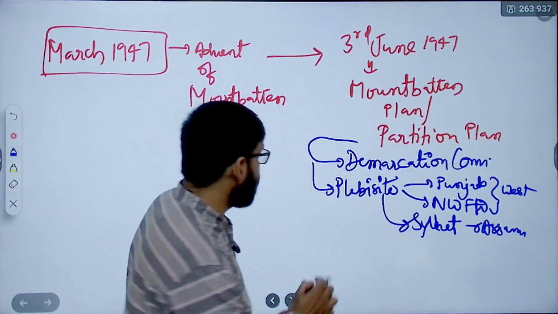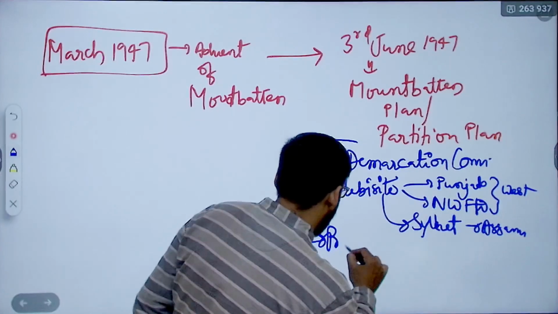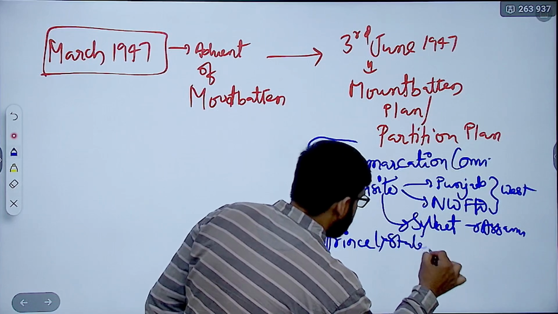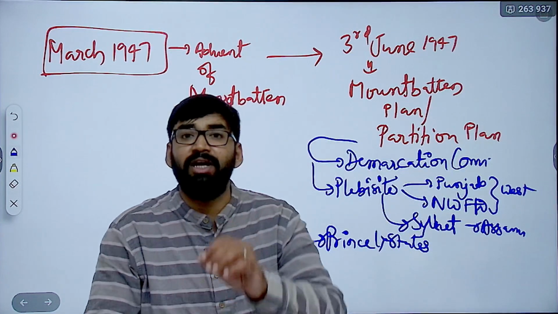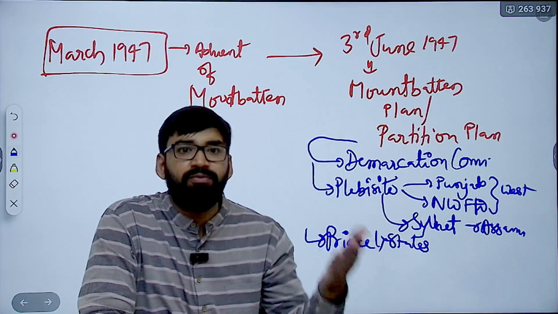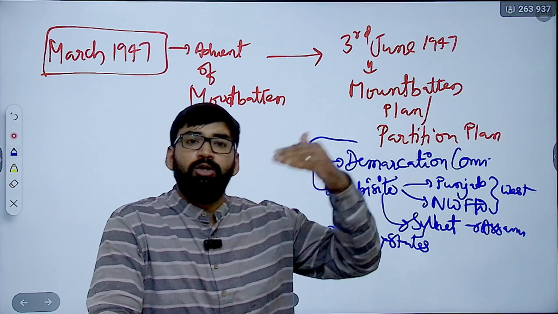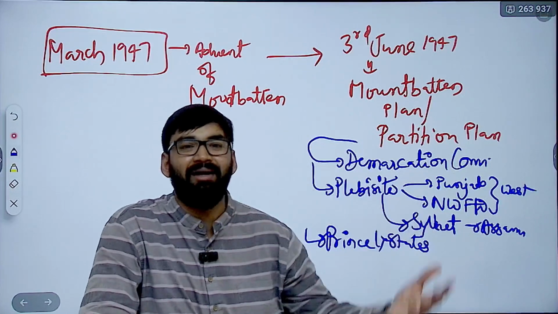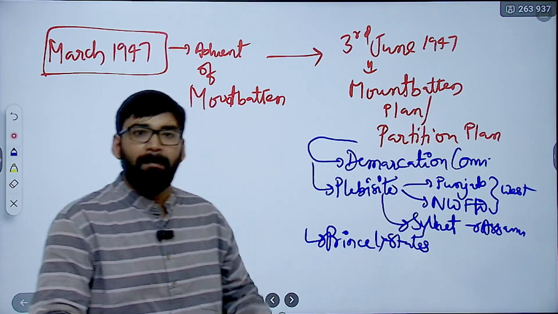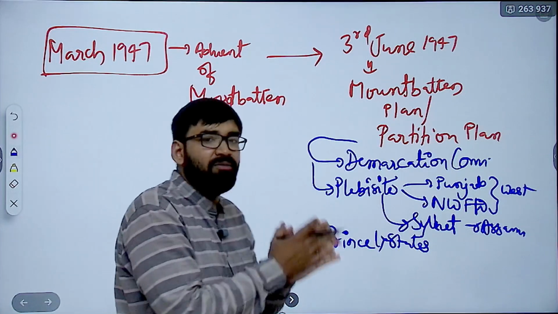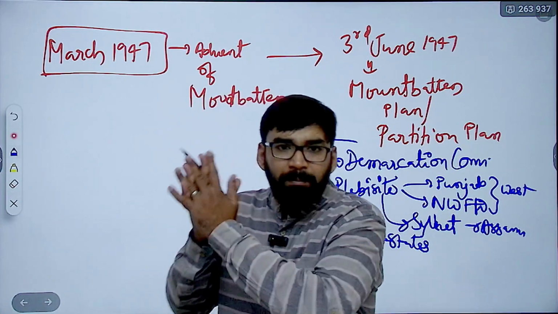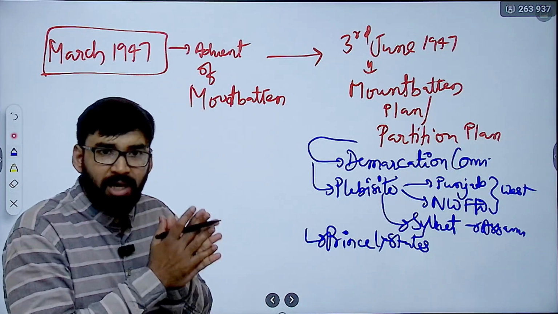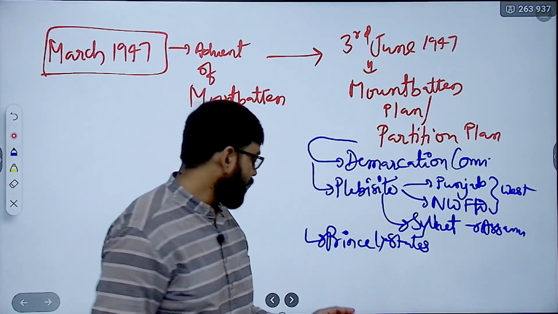Then apart from this, princely states in this plan. Now princely states were given the right of self-determination, that is the right to either join India or Pakistan or to remain independent. And finally, a bill on the transfer of power to India and Pakistan, which is called the India Independence Bill, was created.